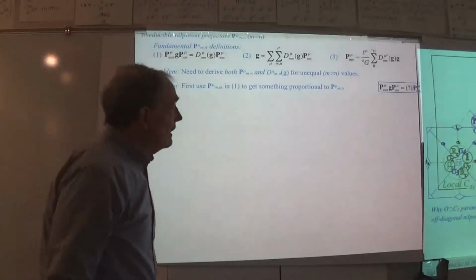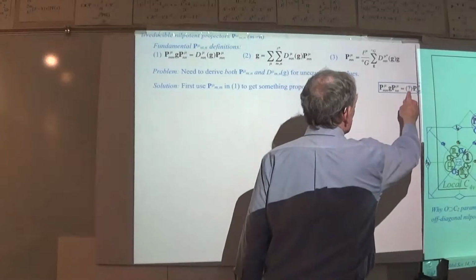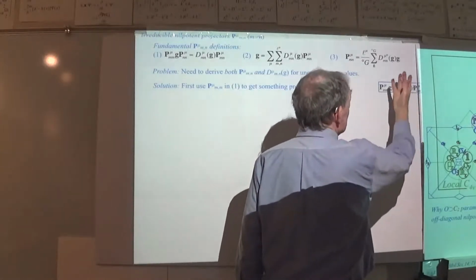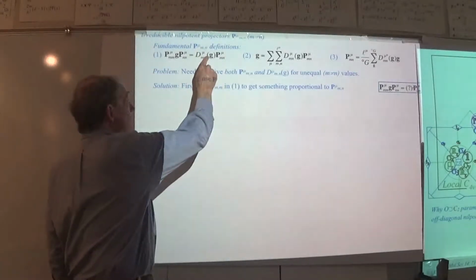And the basic idea is we know that if I do this, I've got a question mark right here, and that question mark would be this coefficient. So I'm thinking about this equation right here.